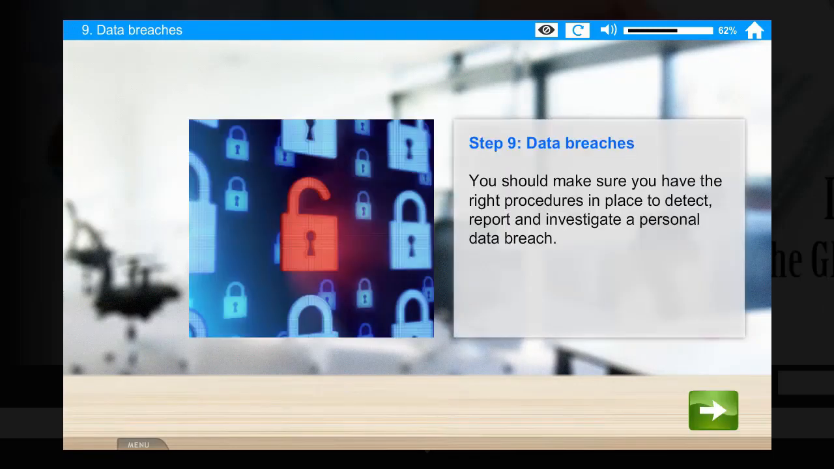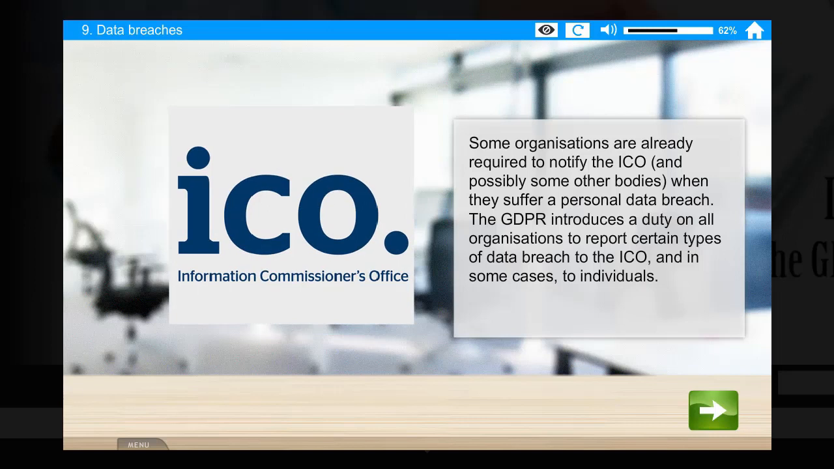Data breaches. You should make sure you have the right procedures in place to detect, report and investigate a personal data breach. Some organisations are already required to notify the ICO and possibly some other bodies when they suffer a personal data breach. The GDPR introduces a duty on all organisations to report certain types of data breach to the ICO and in some cases to individuals.